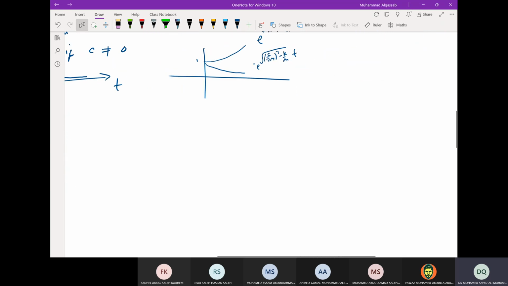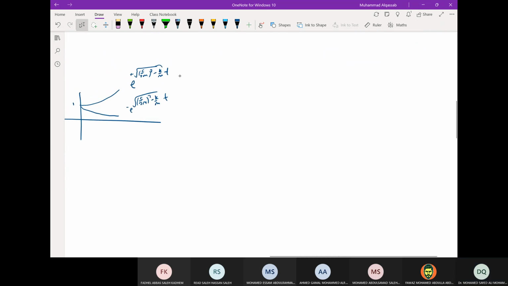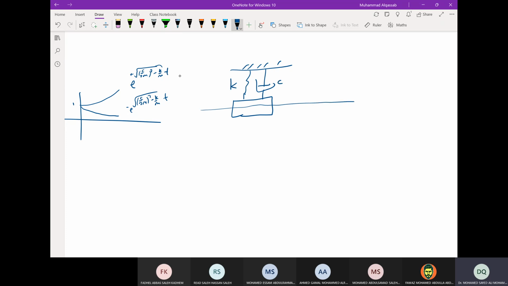So if you take the spring mass system, and this is the equilibrium position, this is K and C, and this is M. If you give an initial condition, let's say you push this downward and then release, the initial displacement is positive, greater than 0. Let's say that x dot at 0 is 0, as an example.